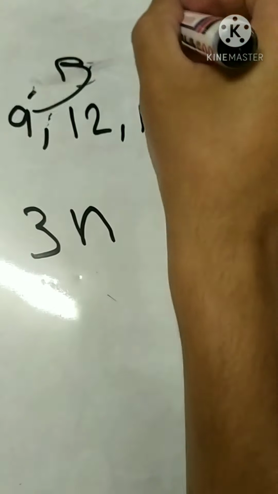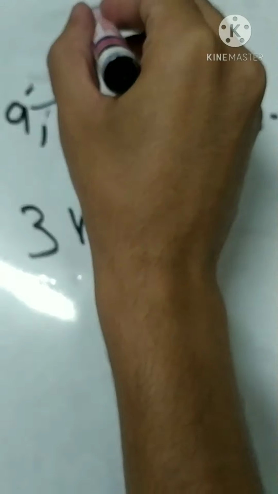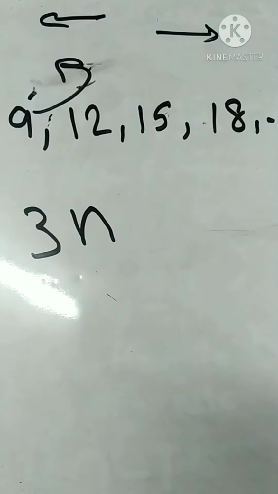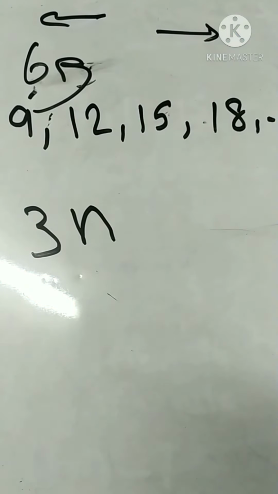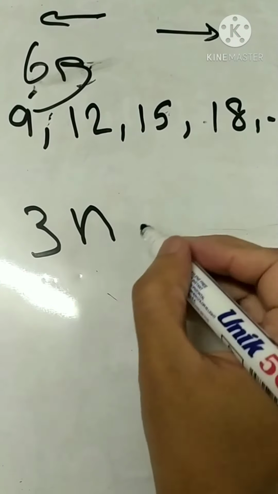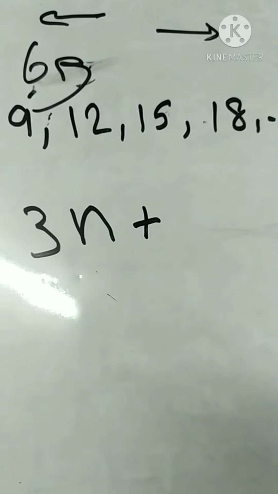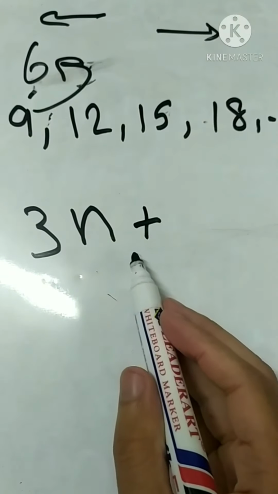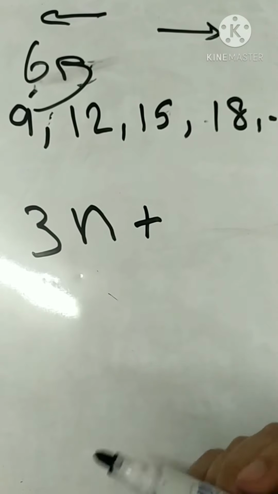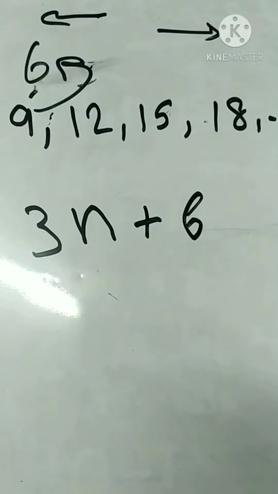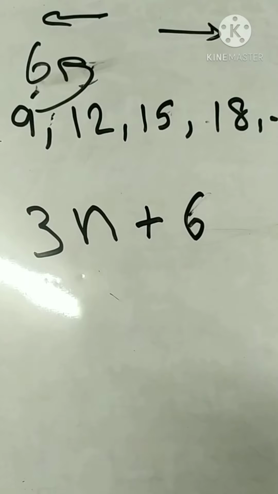Yes, while moving this way, we are adding 3. So if you want to get the number before 9, we're going to subtract 3. So I think it's going to be 6. 6 here is a positive number, and because it's a positive number, you have to write plus. If it's negative, I write minus. If it's positive, I write plus. So it's 3n plus 6. This is the position to term rule for this sequence. This is the nth rule for this sequence. This is the nth term expression for this sequence.